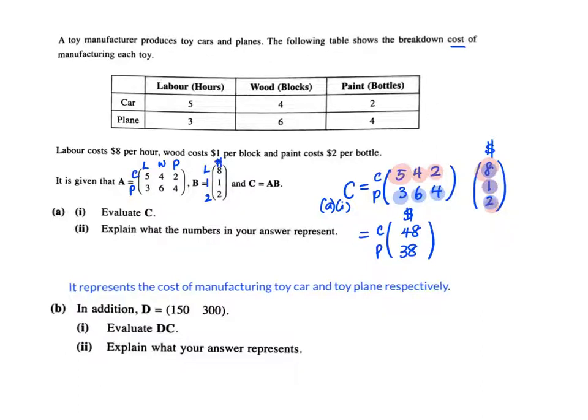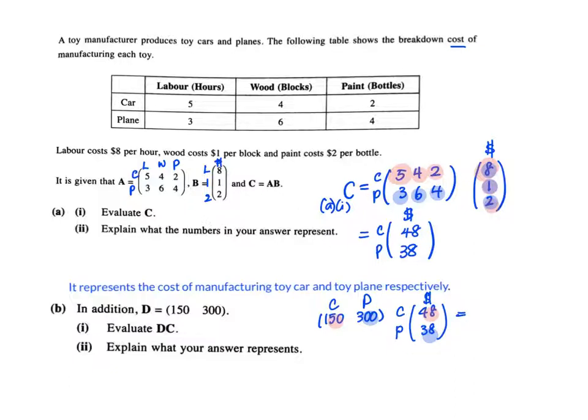Now part B asks us to do this matrix multiplication, D times C. Let's take a look at what matrix D is. D is given to be 150 and 300. And I need to multiply it to C, which is cars and planes, and then the money. In order for it to make sense, 150 must match with 48. That means this will be the quantity for the number of cars. And we need 300 to match with 38. That means this will be the quantity for the planes. If you multiply them together, this will be the total cost of manufacturing all the different numbers of toy cars and toy planes.